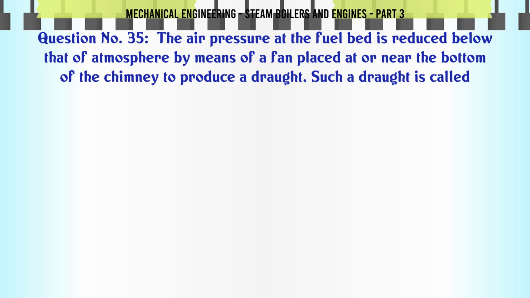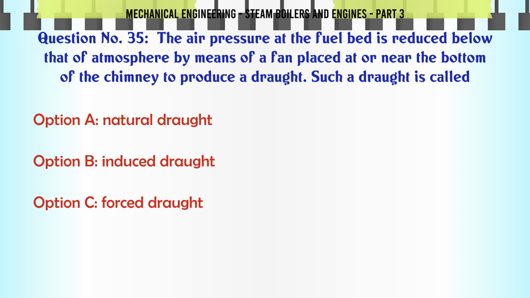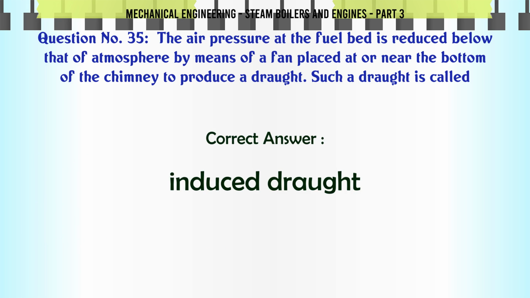The air pressure at the fuel bed is reduced below that of atmosphere by means of a fan placed at or near the bottom of the chimney to produce a draught. Such a draught is called A. Natural draught. B. Induced draught. C. Forced draught. D. Balanced draught. The correct answer is induced draught.